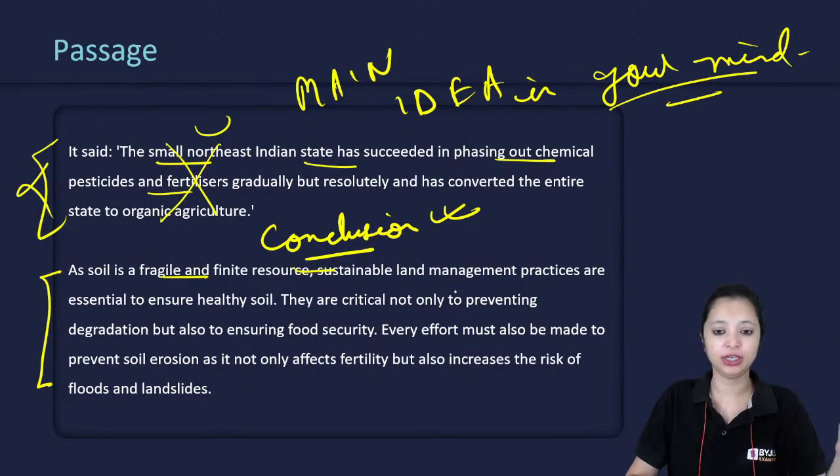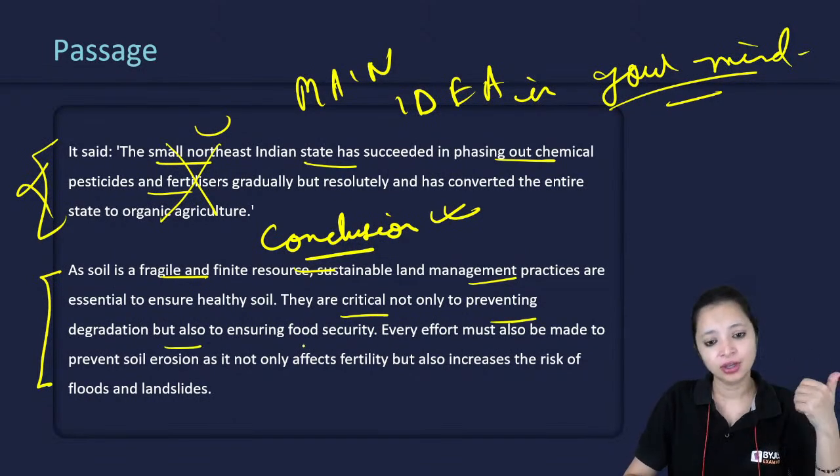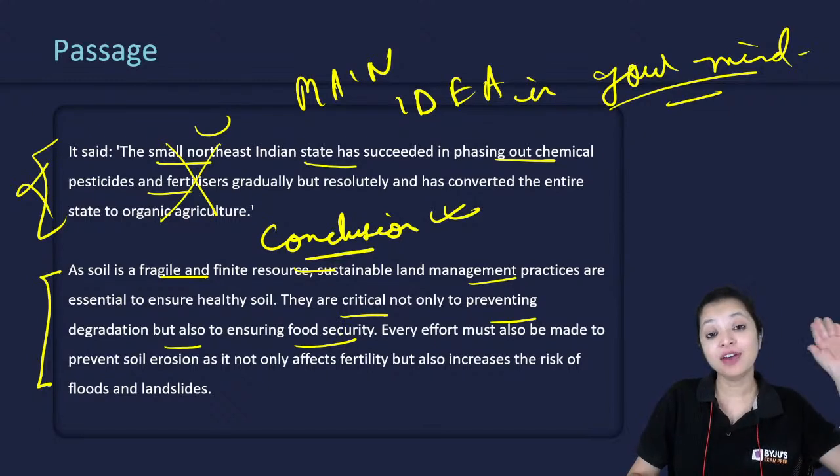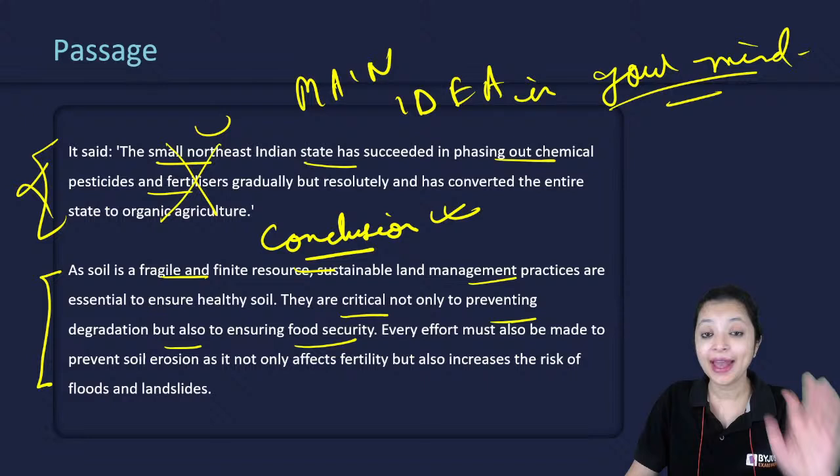Soil is important. Soil needs to be a sustainable one, and it's important that we prevent the degradation and ensure food security. So every line that we highlighted, you see that's mentioned in the last paragraph. Every line that we highlighted. Okay?